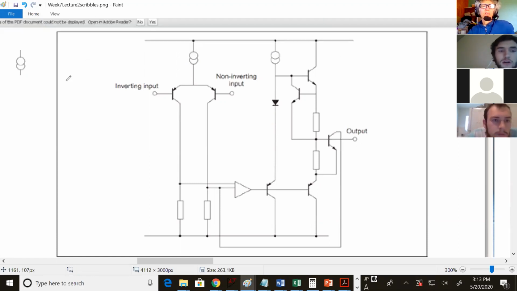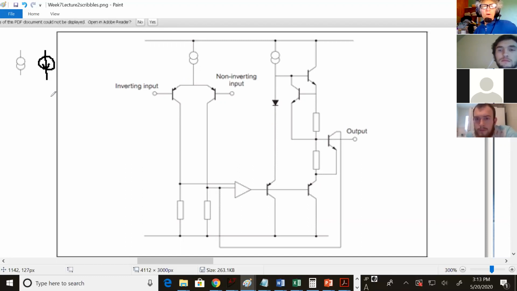Isn't that a current source? Or current sink, I guess. Okay. Source in this case because it's providing. Yeah. So it's exactly what we've been drawing as that symbol.